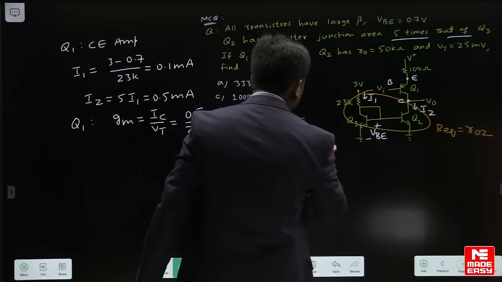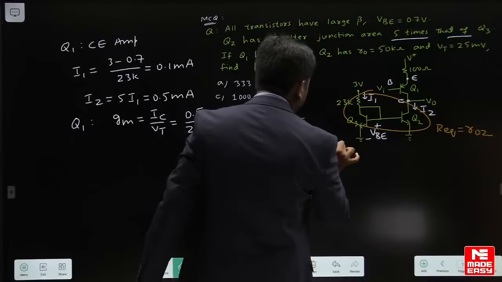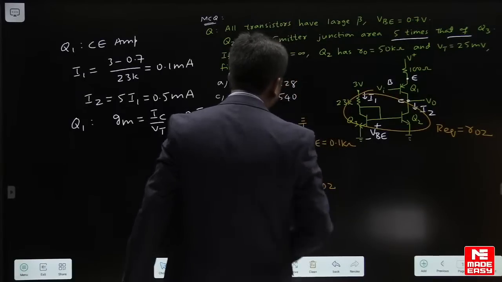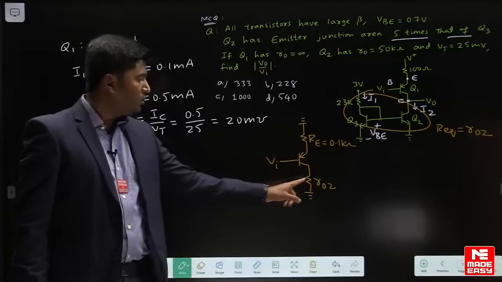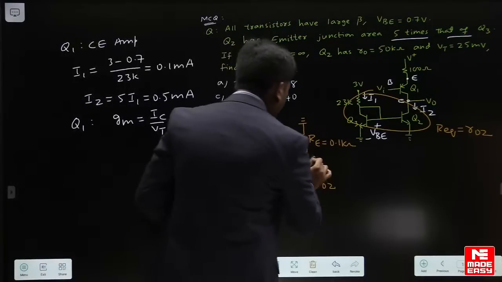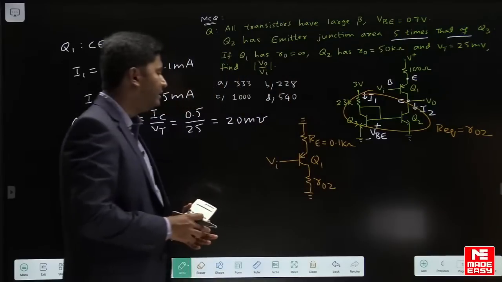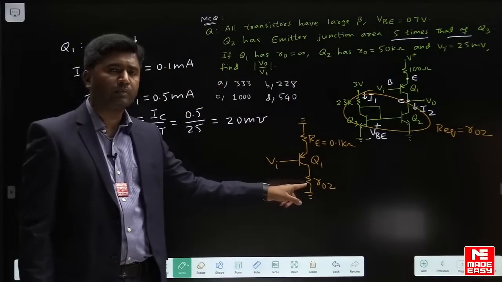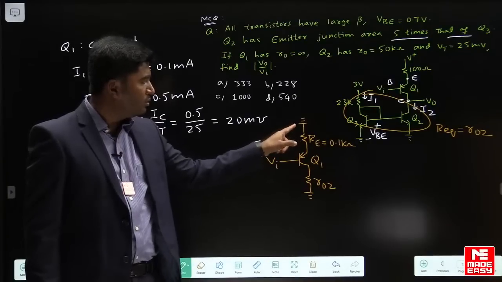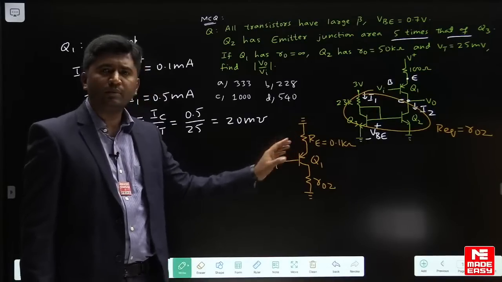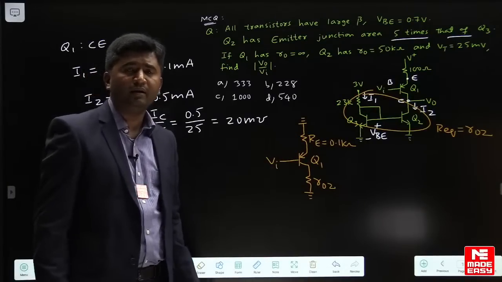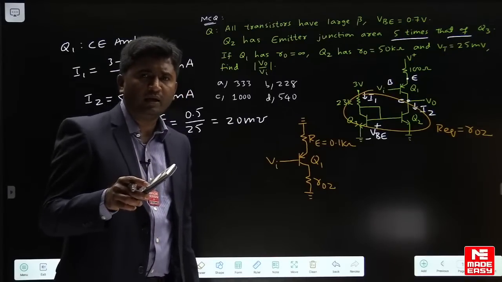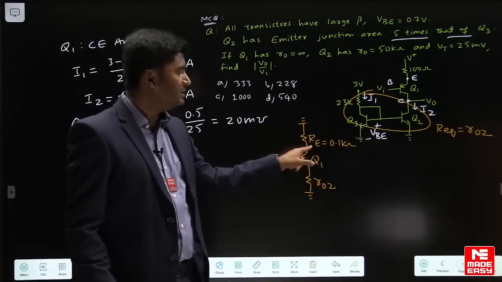This is 100 ohm that I call as RE, 0.1 kilo ohm, and here is VI. Okay, this R02 will become load for Q1. अब हम कह सकते हैं कि for this common emitter amplifier, load is how much? R02, and between emitter and ground you have a resistance RE. तो जब आप इस common emitter amplifier के लिए gain find करेंगे, you should apply the formula of common emitter without bypass.